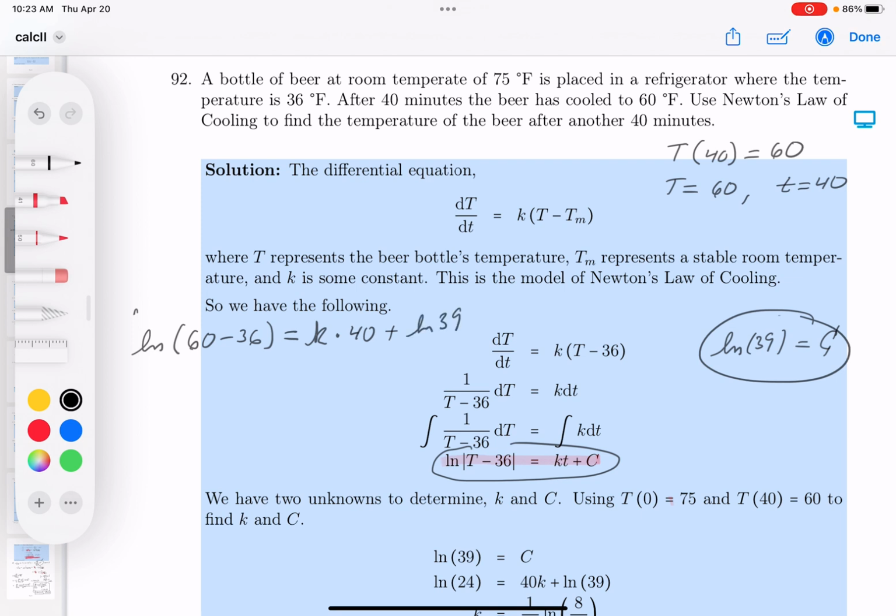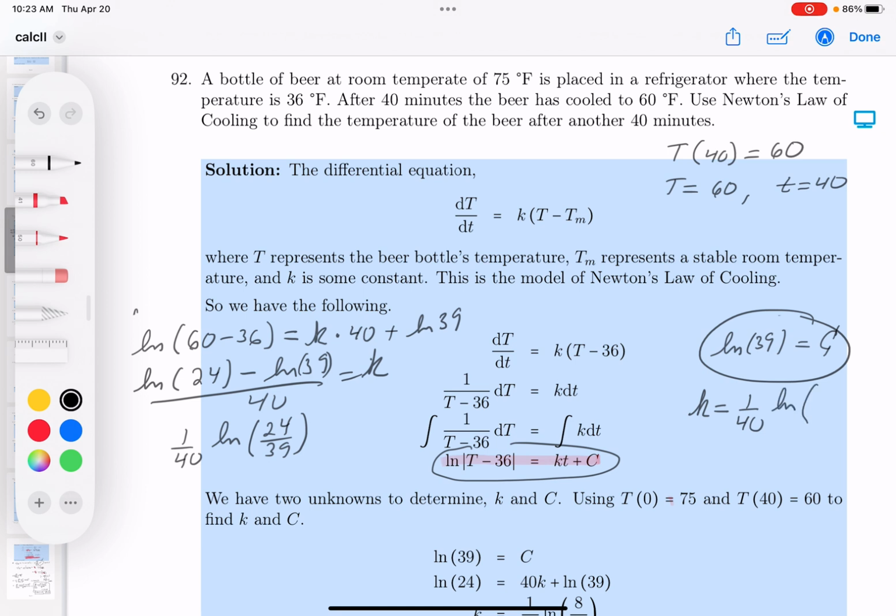I think I can figure out K now. There's only one unknown. What do you get? The natural log. 60 minus 36 is 24. I'm going to subtract the natural log of 39 from both sides, and I'm going to divide through by 40. And that gives me K. I'm going to simplify a little bit. I'm going to say 1/40th, using the rules of logs. That's 24 over 39. And I think I can do that now. So I'm going to write the K down, and it's going to be 1/40th.